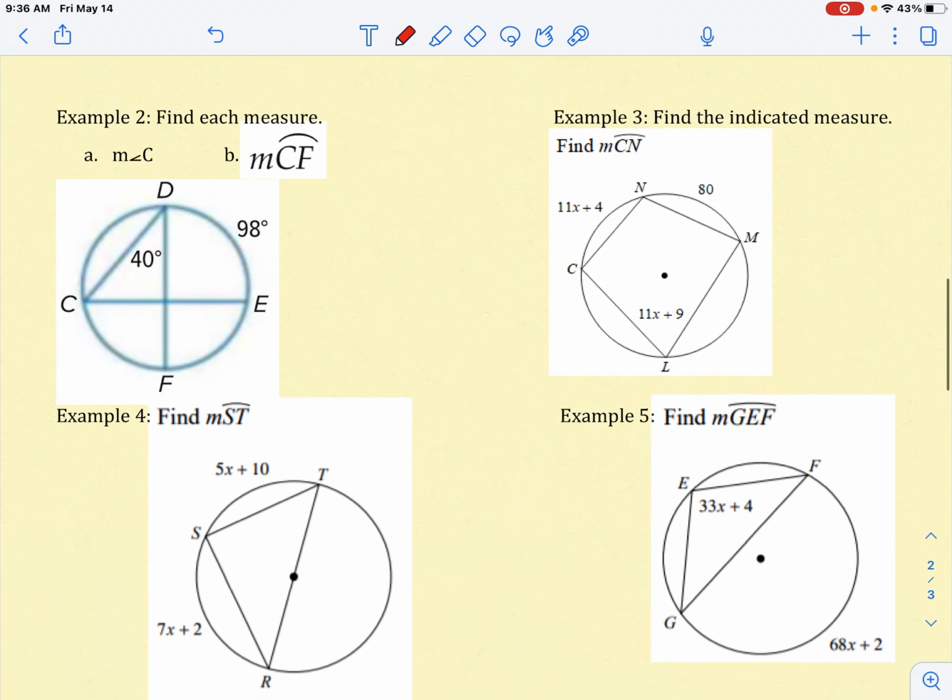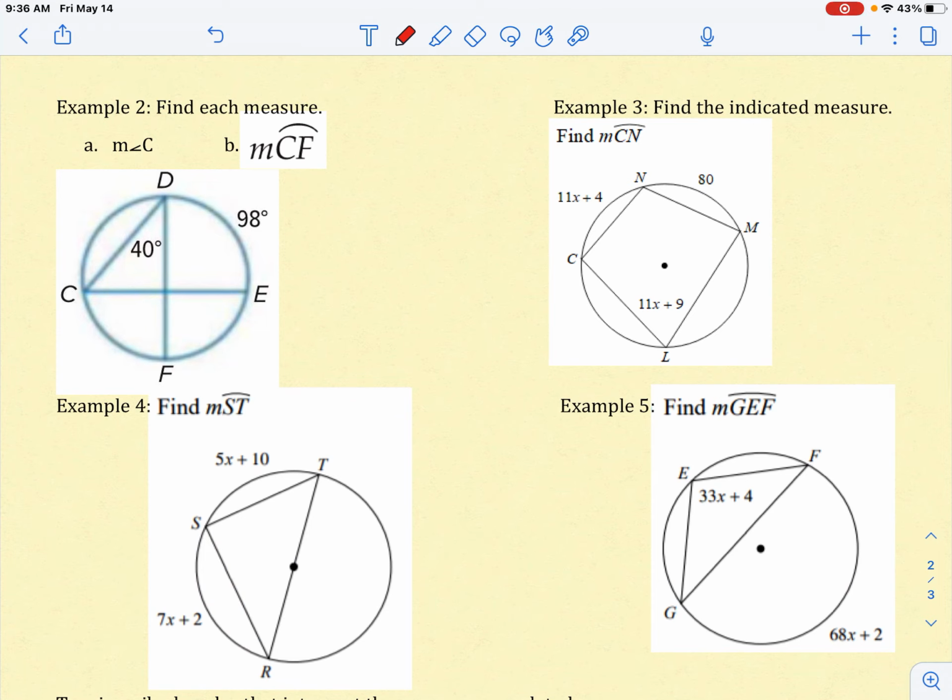All right, let's try some harder examples now. In example 2, we want to find each measure. Well, again, measure of angle C, so we're trying to find this angle. So again, remember, inscribed angle measures half of its intercepted arc. Well, angle C intercepts arc DE. So DE is 98. So the measure of angle C has to be 49.